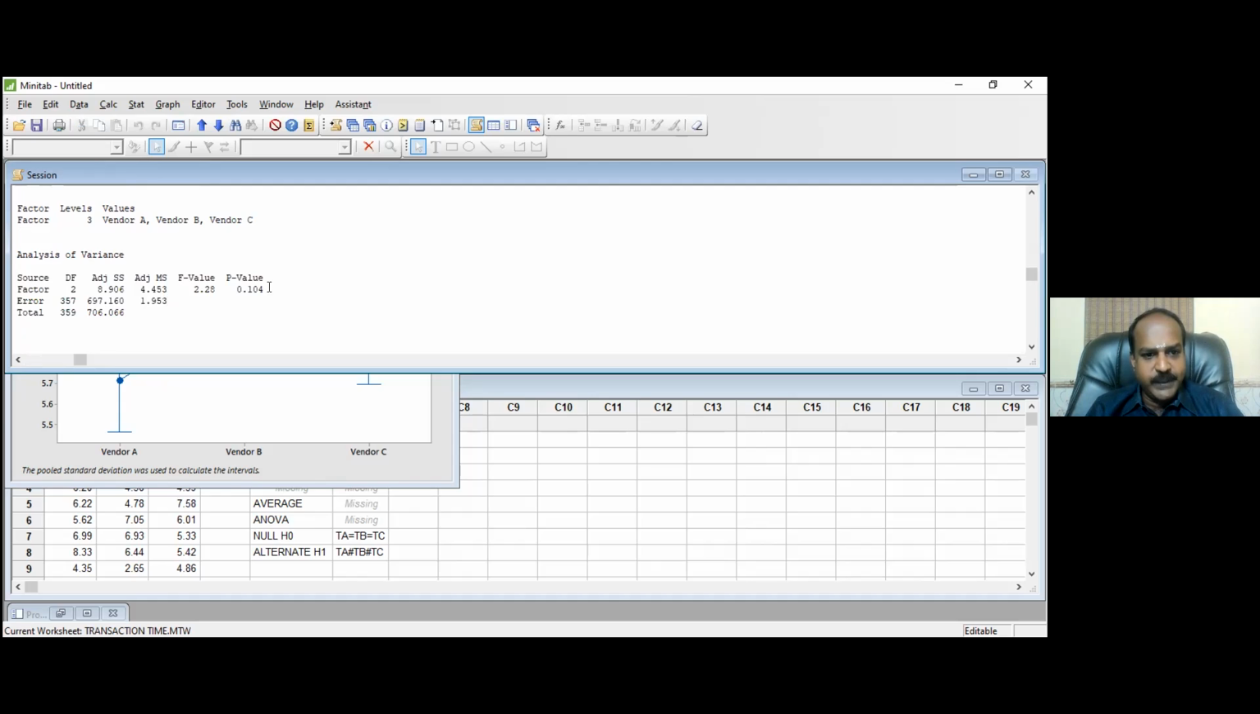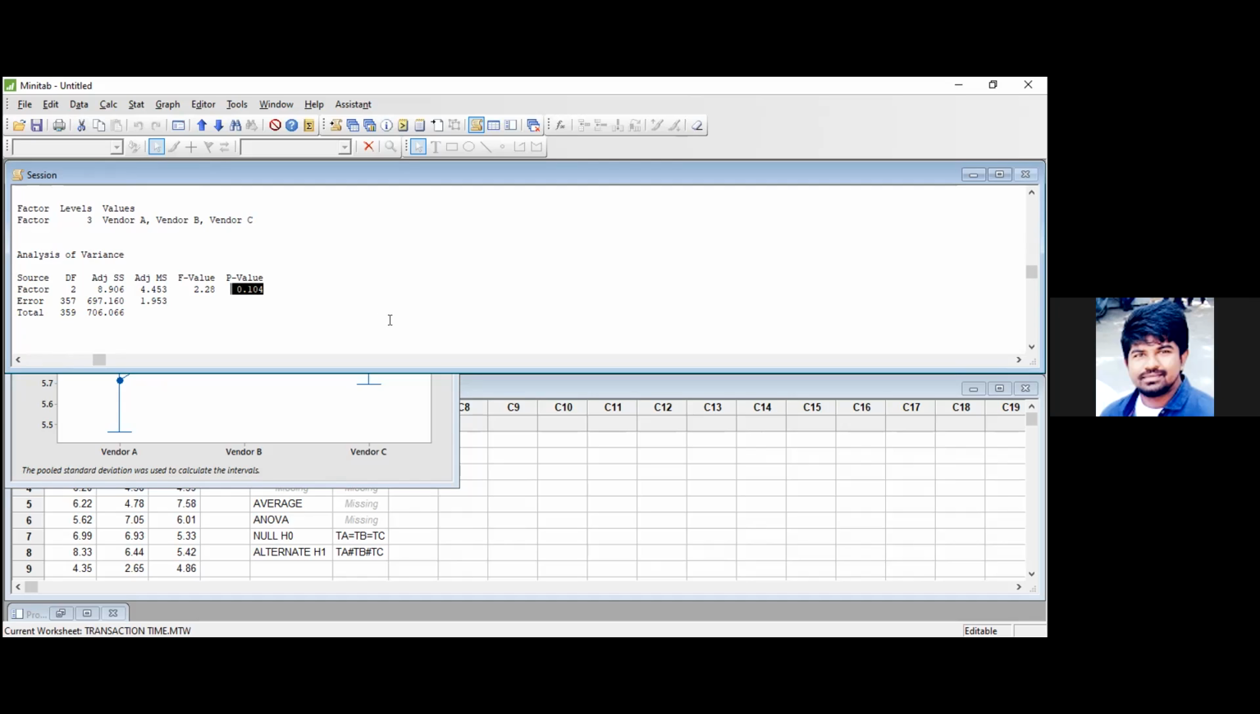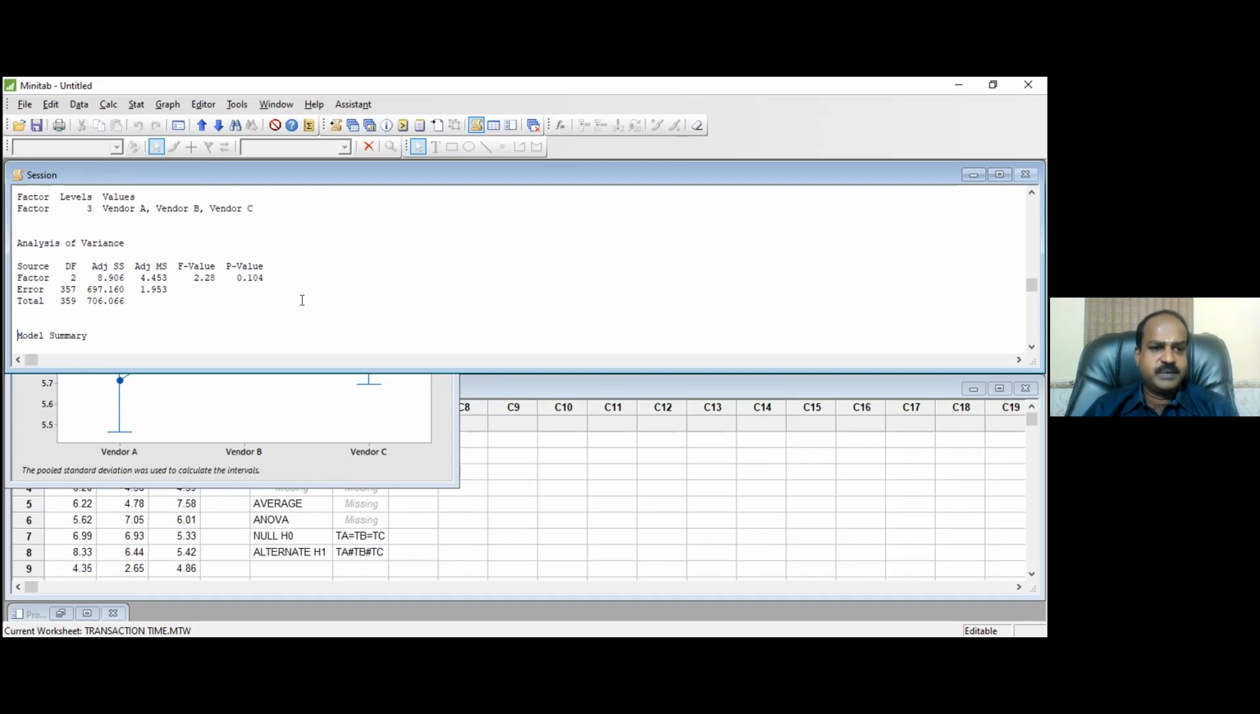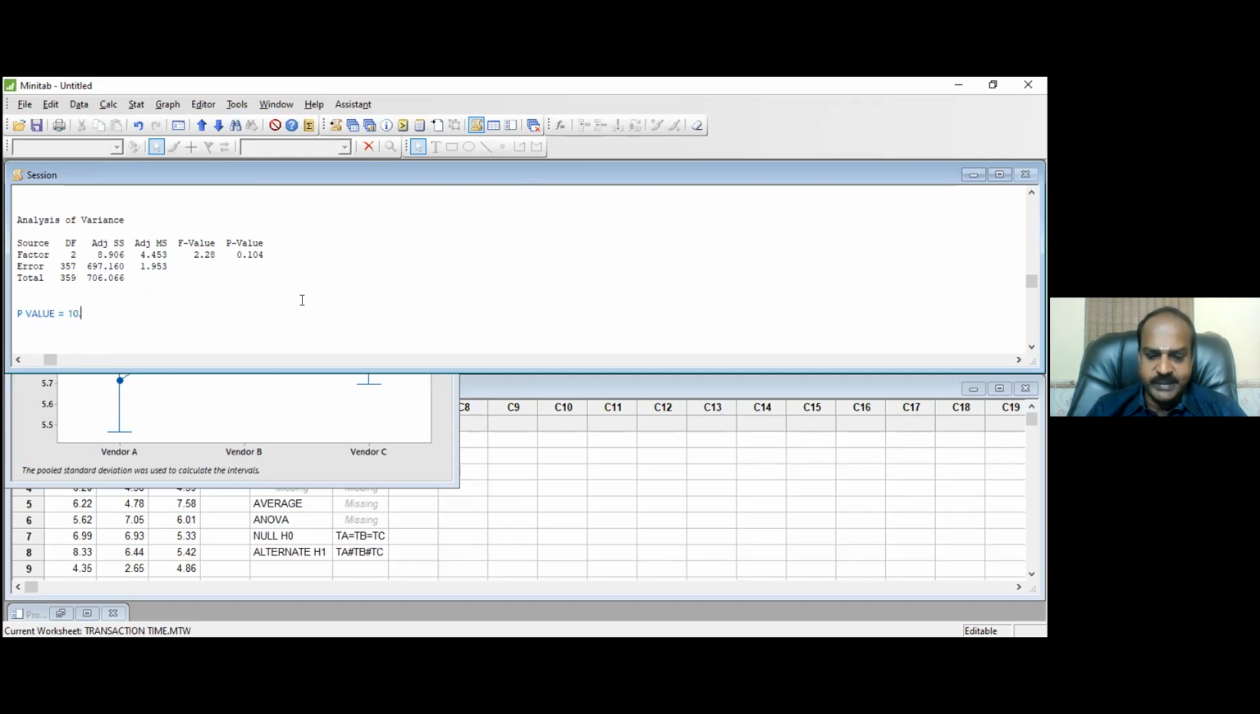But what is important to me? P-value is important to me. Tell me what is the p-value you are seeing here? 0.104. If your P-value is 0.104, in terms of percentage, it is 10.4%. What is the P-value? It is the risk of observing the data. I will just make it simple for you. P-value is nothing but the estimate of type 1 error. Am I correct?